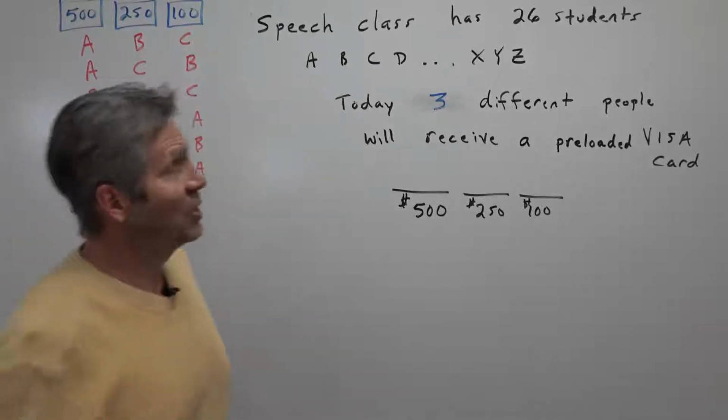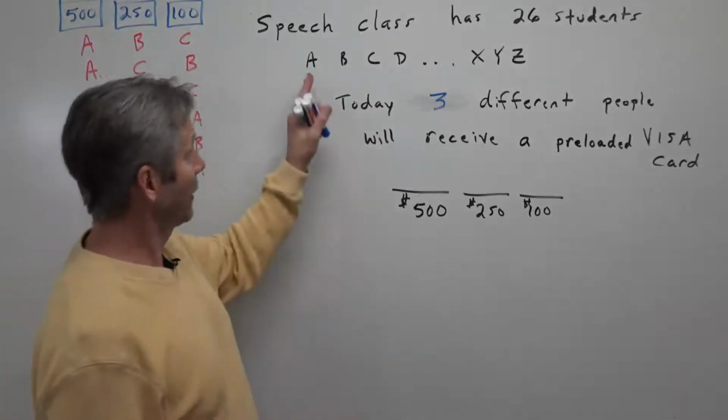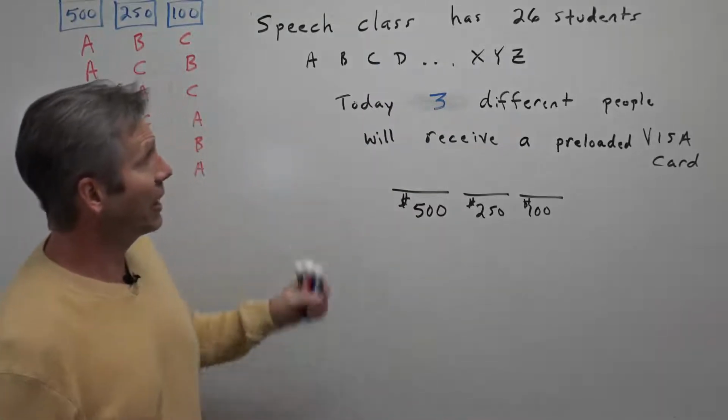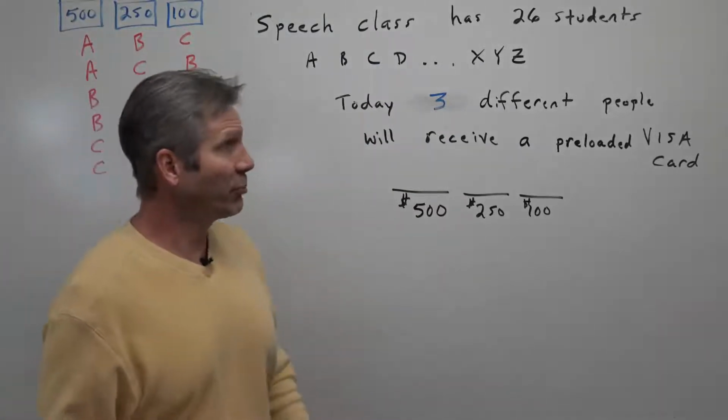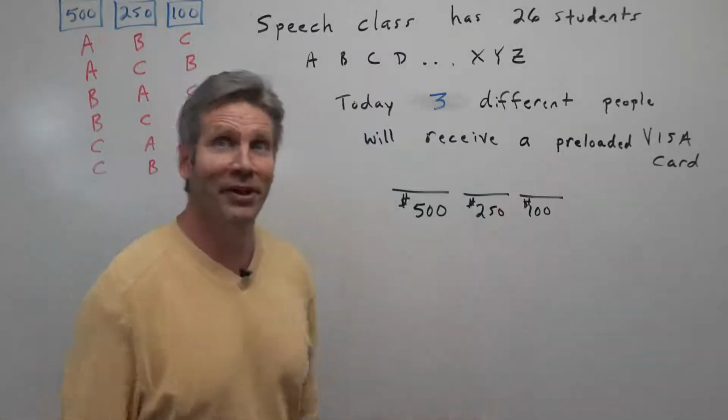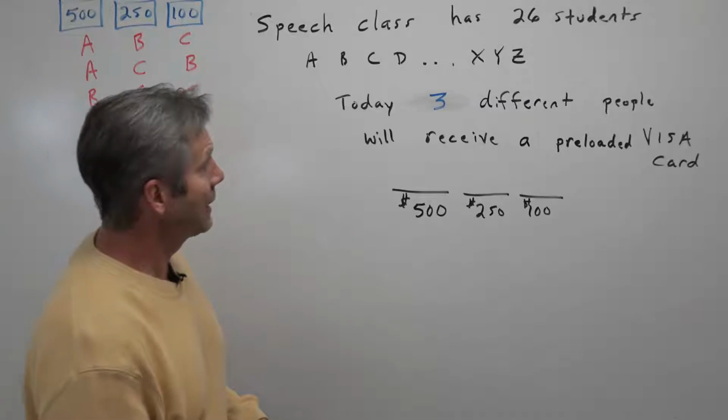I'm going to go back to this speech class with 26 students labeled A through Z, each letter of the alphabet, 26 letters. Today we're going to give away 3 different preloaded Visa cards. One's worth $500, the other's $250, one's worth $100. That'd be awesome. Now, here's the deal.